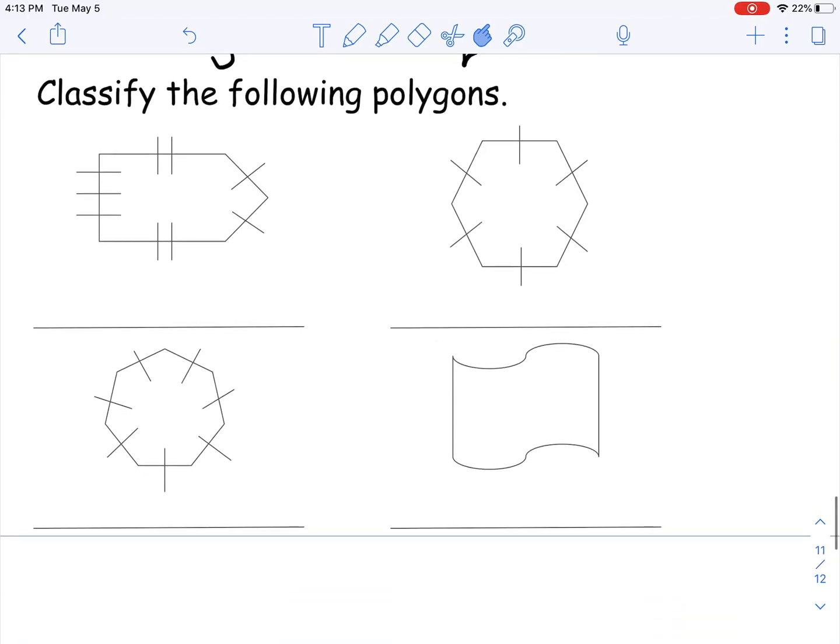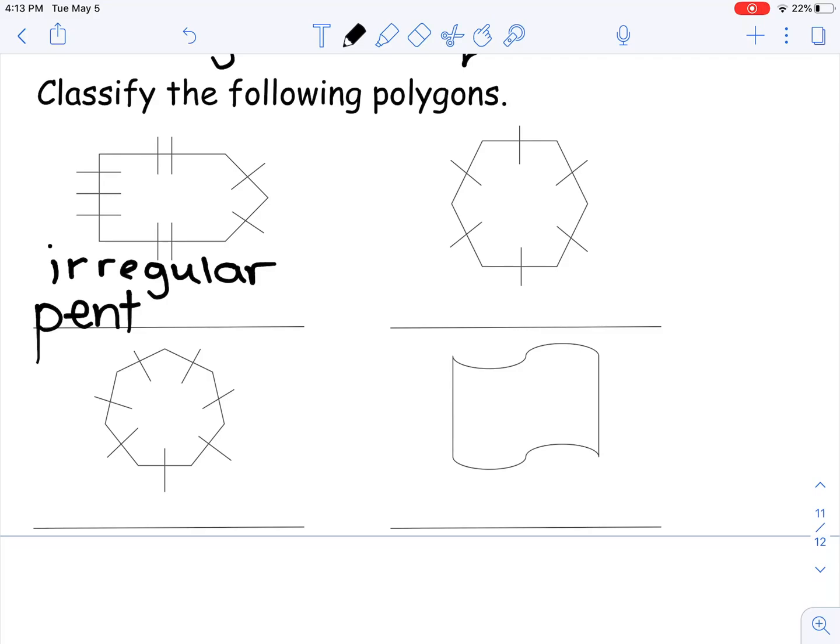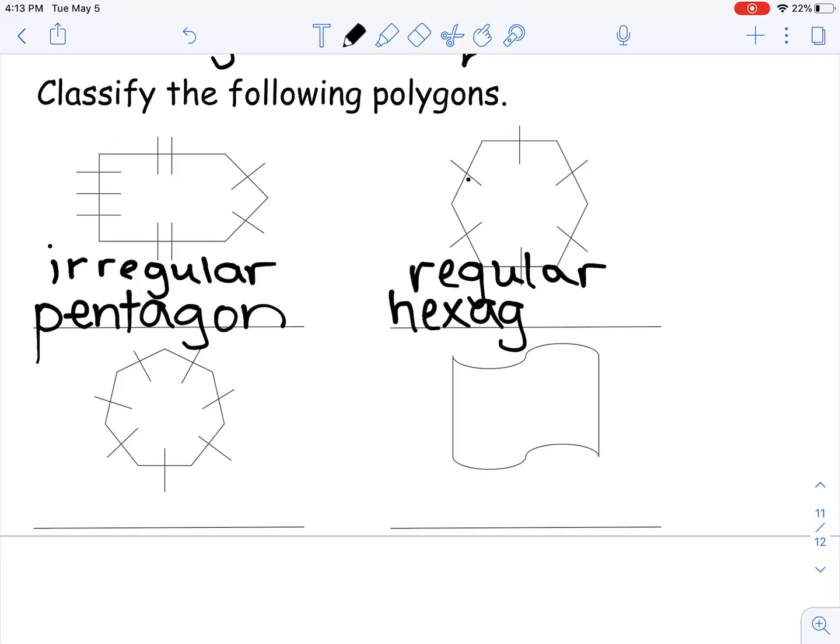All right, let's get to some other polygons. First one, I notice he does not have all congruent sides, so he is not regular. He is irregular. And then if I count the sides, I see 1, 2, 3, 4, 5 sides. Remember that word for 5, pent. So he is an irregular pentagon. Next one, I notice all congruent marks, so he's regular. I count 1, 2, 3, 4, 5, 6. And remember, for 6, we've got hex, so he's a regular hexagon.